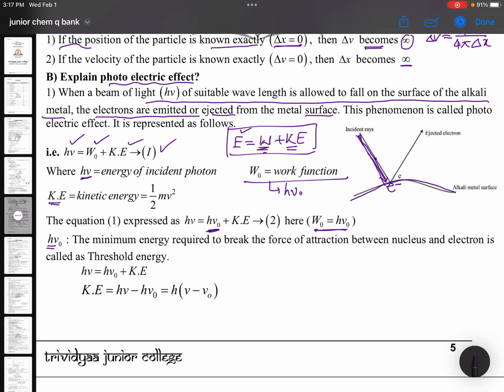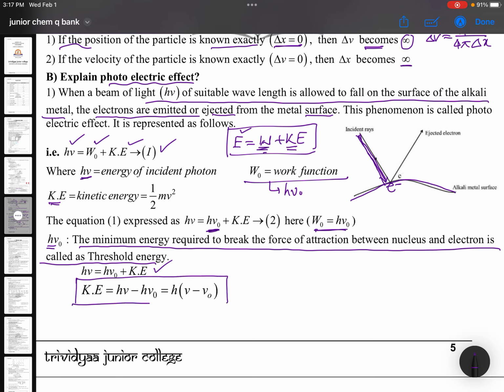What is h nu naught? Work function. Work function is nothing but the energy required to remove the electron, and which we are calling here threshold energy. The minimum energy required to break the force of attraction between the nucleus and electron is called threshold energy. H nu is equal to h nu naught plus kinetic energy, or kinetic energy is equal to h nu minus h nu naught, or h into nu minus nu naught. Kinetic energy of electron which is going out is equal to h into nu minus nu naught.